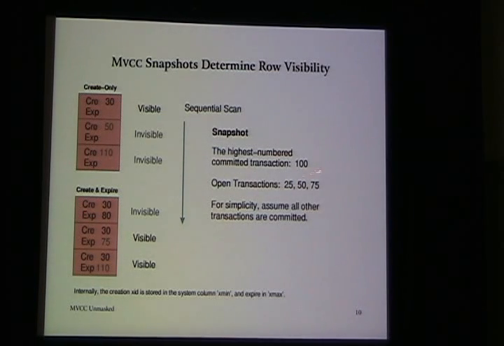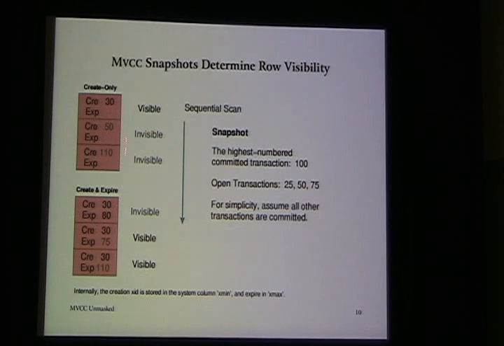So in fact, what we have is a high water mark of 100, and 25, 50, and 75 are currently running when we take our snapshot. It's a very quick operation, we just snapshot what's going on. That snapshot doesn't change for our entire transaction, I'm sorry, for our entire statement.